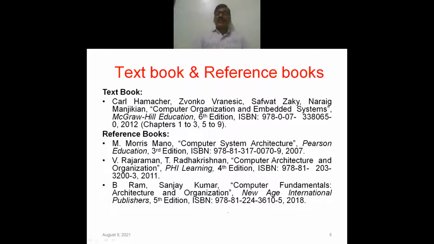The textbooks and the reference books for this particular course are, the prescribed textbook is Carl Hamacher, Computer Organization and Embedded Systems, Tata McGraw-Hill edition, 6th edition, and the reference books are Maurice Mano, Computer System Architecture, V. Rajaraman and T. Radhakrishnan, Computer Architecture and Organization, PHI Learning, 4th edition, and B. Ram and Sanjay Kumar, Computer Fundamentals, Architecture and Organization, New Age International Publications, 5th edition. So these are some of the reference books for this particular course.